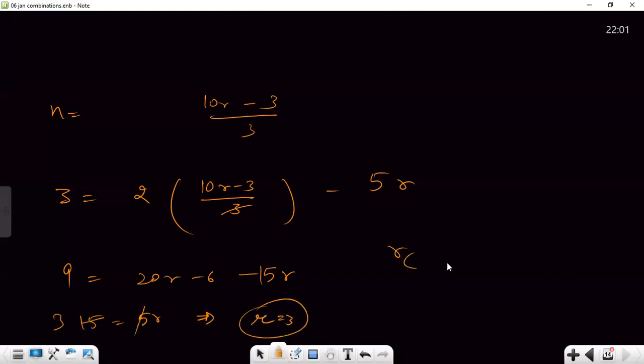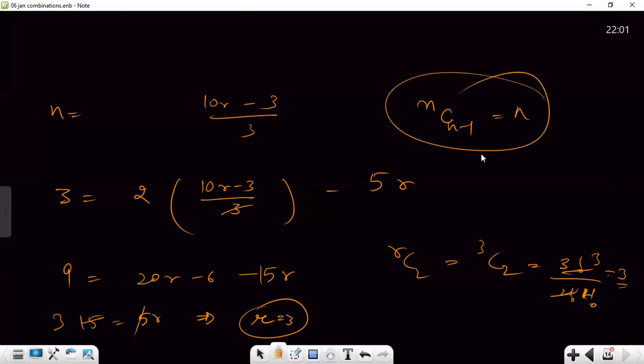We have to find nC2. 3C2 will be 3. One more thing to know: nC(n minus 1) will be n only. That's an observation. Simple. n factorial divided by (n minus n plus 1) factorial into (n minus 1) factorial. So this is simply 1, and n factorial divided by (n minus 1) factorial is basically n. So nC(n minus 1) is basically n. And it is the same with nC1 also.